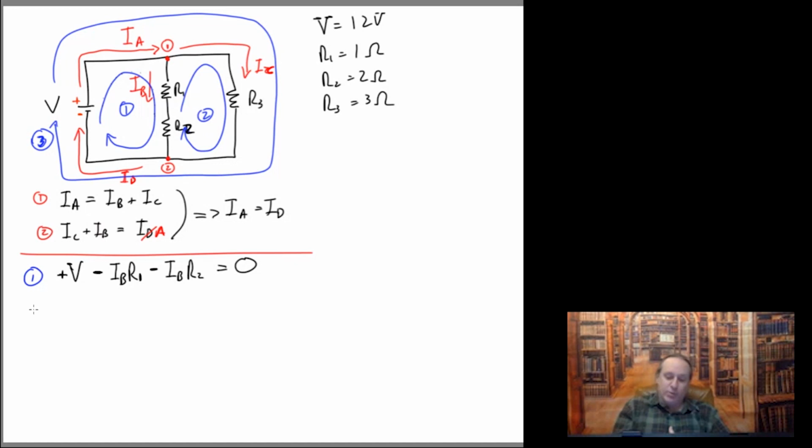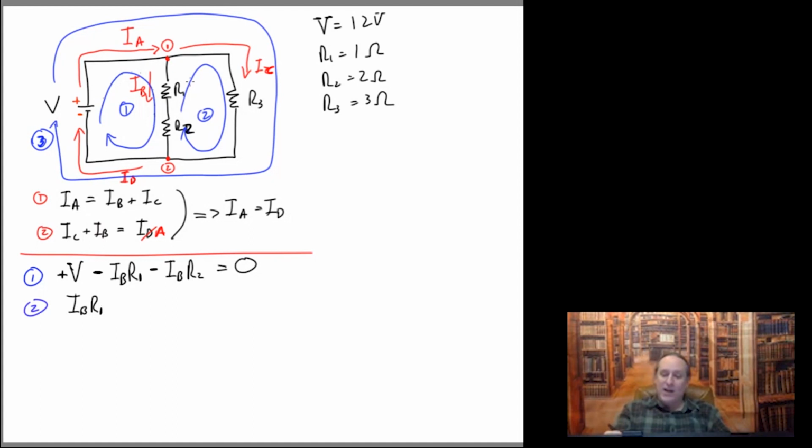Okay, then let's do loop 2. So we look at where I started. I started drawing the loop between R1 and R2. So the first thing I'm going to hit is IB times R1. That's the first element that has a voltage, and I have to write down the voltage across that thing. Again, I'm not worrying about the signs yet. I'm just listing everything that we encounter on our path.